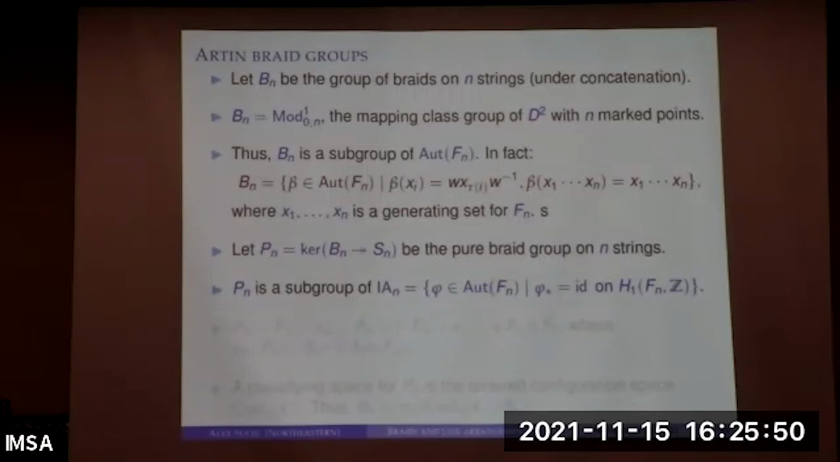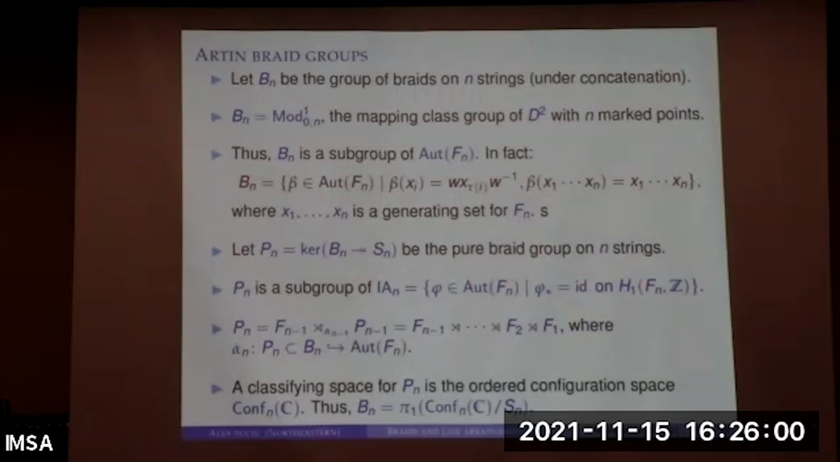The pure braid group is the kernel of the natural projection, the subgroup of IA, acting as the identity on homology. By construction, it's literally an iterated semidirect product of free groups.